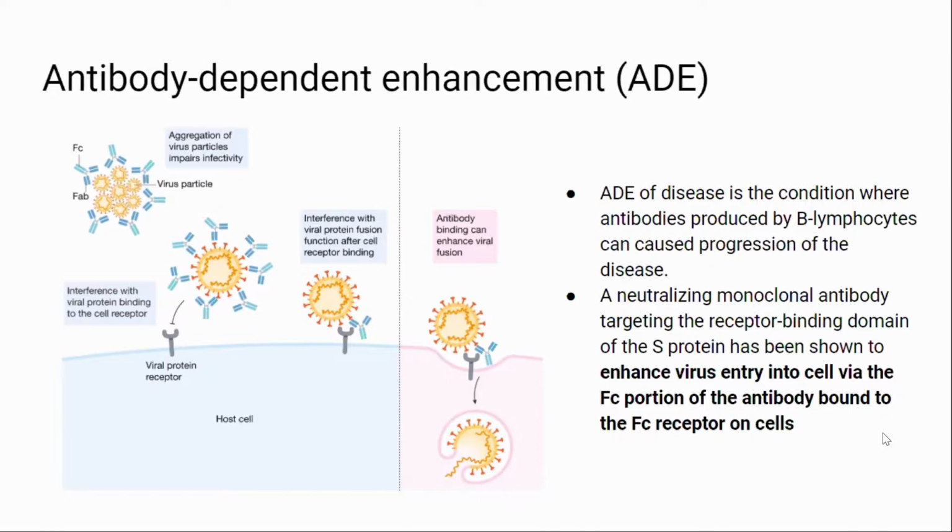But more importantly, the antibody binds and that enhances the viral fusion instead. I think one of the slides showed that it fuses with the Fc receptor on the cells. But in this paper, they said that it just enhances the infection, but they didn't say what the pathway is. So I think it might be the Fc receptor as well.